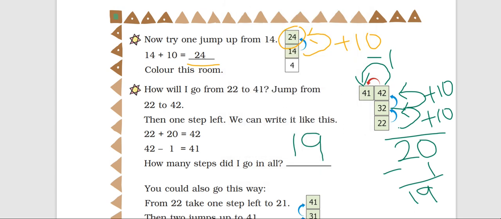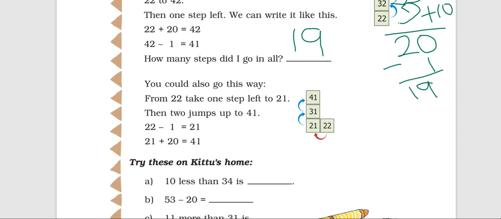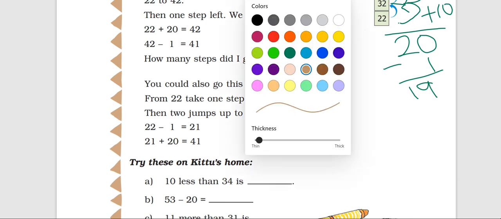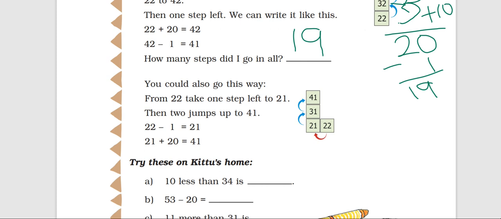Let's look at one more example. Or actually the same example, you could do it in another way. And how is that? Let's look. So from 22, you have to come to 41. You can go from 22 to 21, which means take one step backwards to your left, which is minus 1. And then from 21, jump to 31. You come 10 steps up. And then from 31, you jump one row up. You take one step up, which means again 10 steps. You come to 41, which is where we have to come.